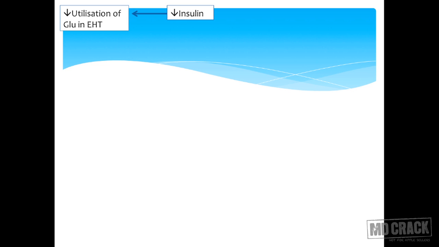These gates, the glucose transporter 4, have to reach the plasma membrane. Only then can glucose enter these tissues. So there is decreased utilization of glucose by the extrahepatic tissues. So what plus what? Decreased insulin will lead to increased gluconeogenesis and glycogenolysis.